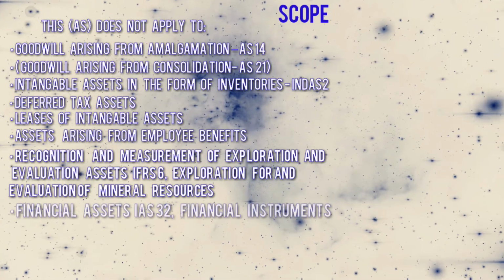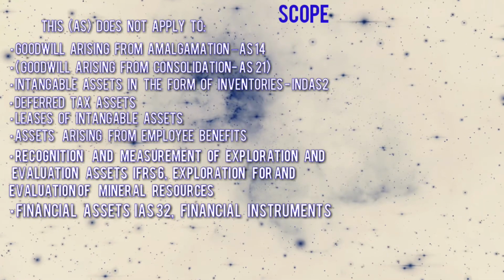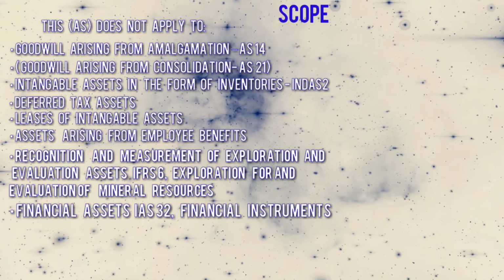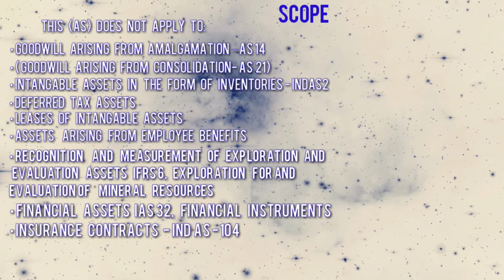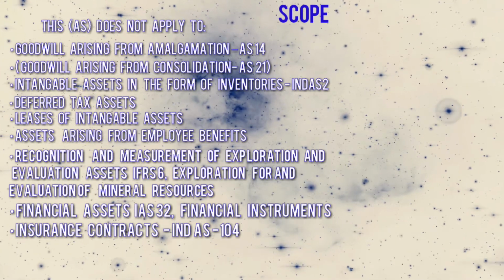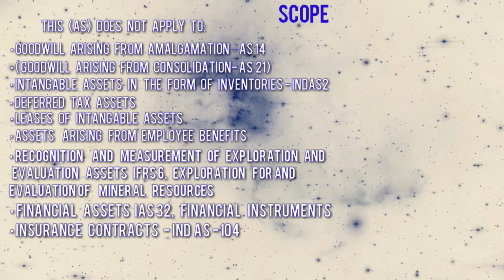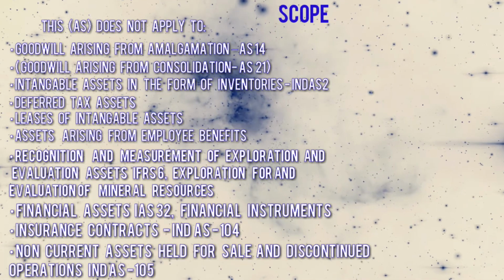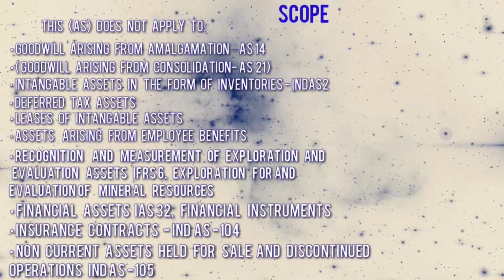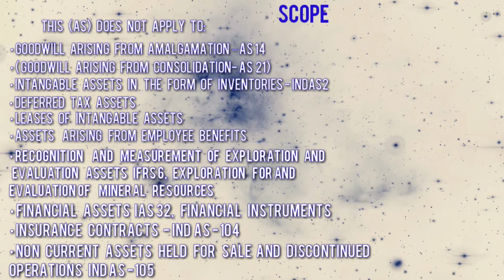Some more points: this standard is not applicable to financial assets. Its treatment is related to Ind AS 32. If any intangible assets arise from insurance enterprises, it's not applicable here. It is dealt with in Ind AS 104, insurance contracts. Finally, Ind AS 105 deals with non-current assets held for sale and discontinued operations. So if there are any non-current intangible assets held for sale, their treatment is related to Ind AS 105.